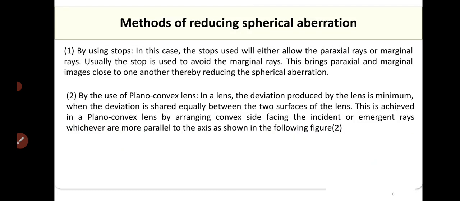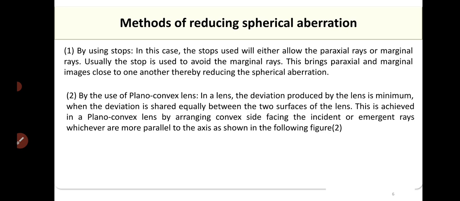First method is by using stops. In this case, the stops used will either allow the paraxial rays or marginal rays. Usually the stop is used to avoid the marginal rays. This brings paraxial and marginal images close to one another, thereby reducing the spherical aberration.